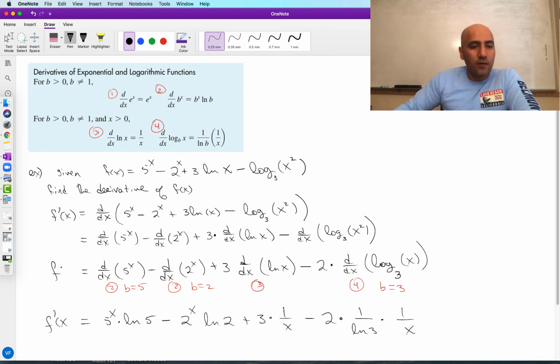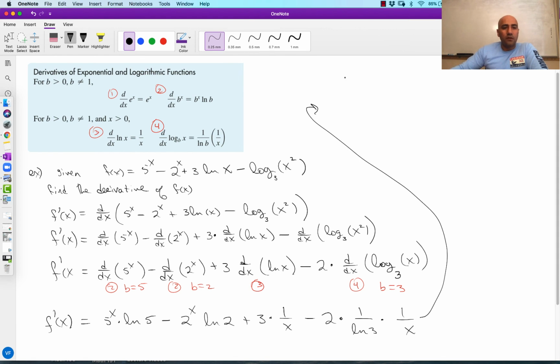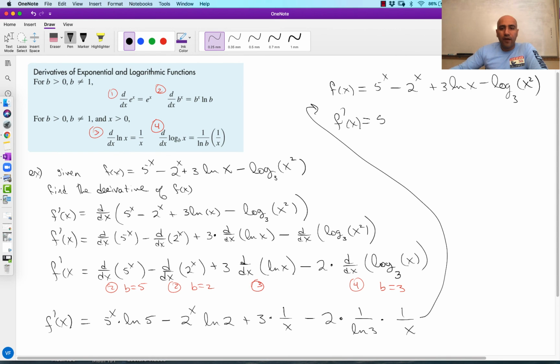F prime of x. Just going to move it up here just to have some more space. So given f of x, the original function, is equal to 5 to the x power minus 2 to the x power plus 3 ln of x minus log base 3 of x squared, then we just discovered that its derivative is going to be equal to 5 to the x power ln of 5 minus 2 to the x power ln of 2, plus, and I'll just rewrite that as 3 over x, minus 2 over x ln of 3. Right, just combining all of this into one big happy fraction with the 2 in the numerator and then the product of these two in the denominator.